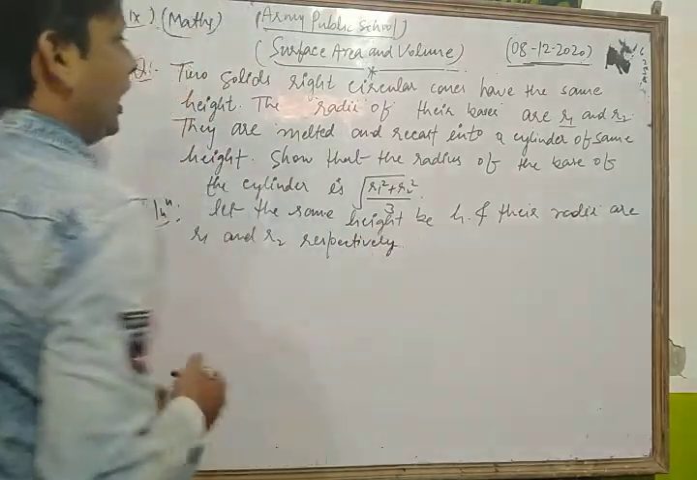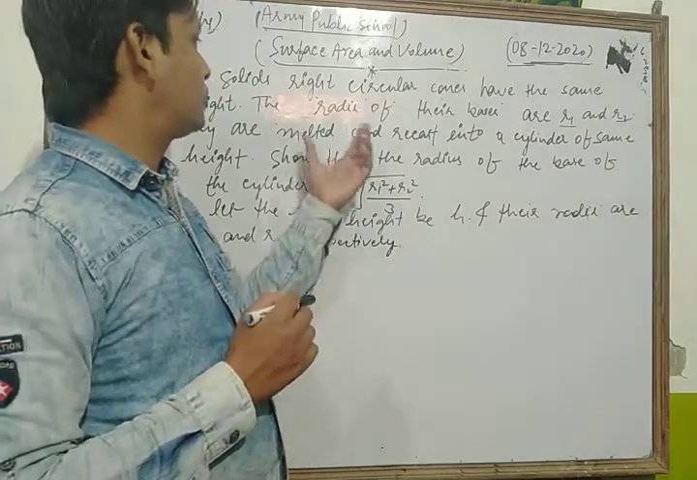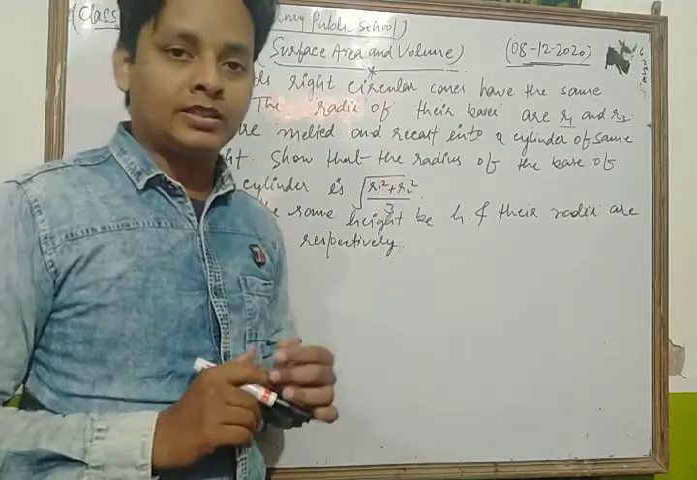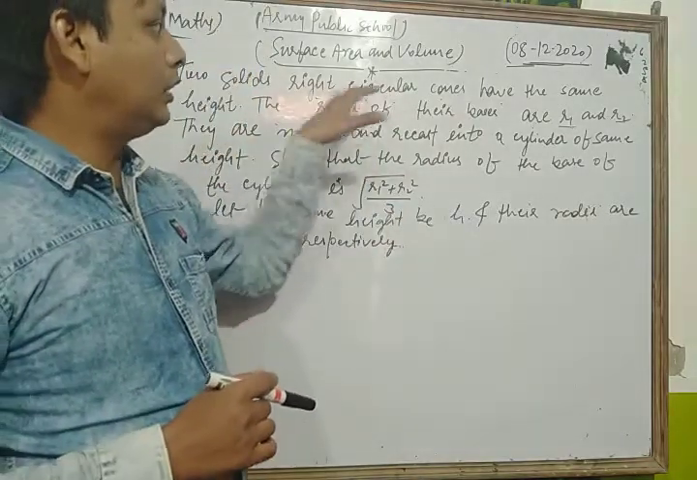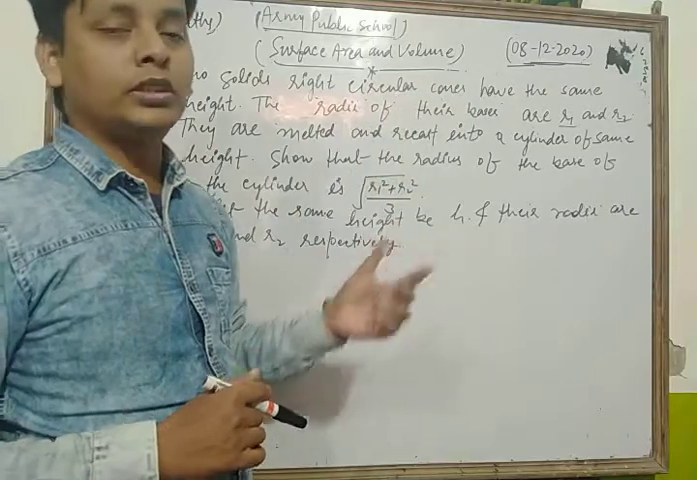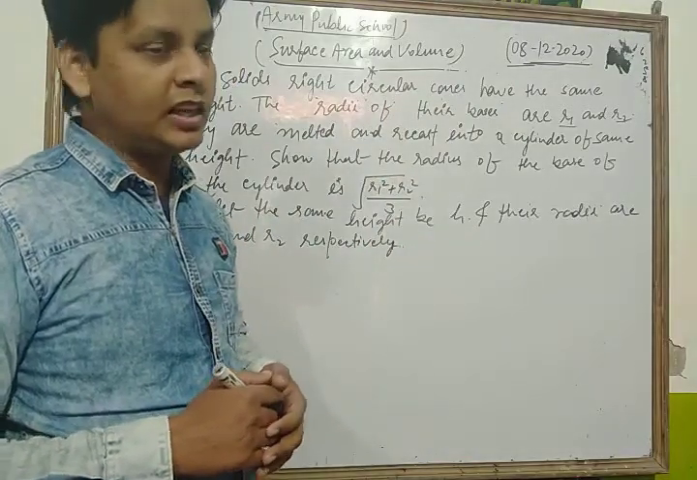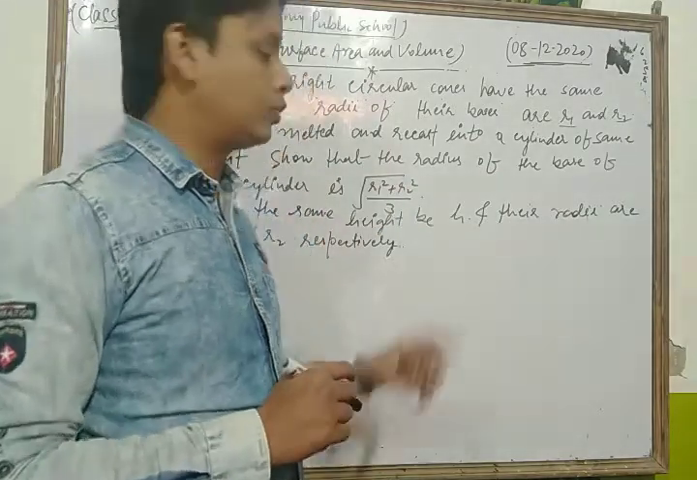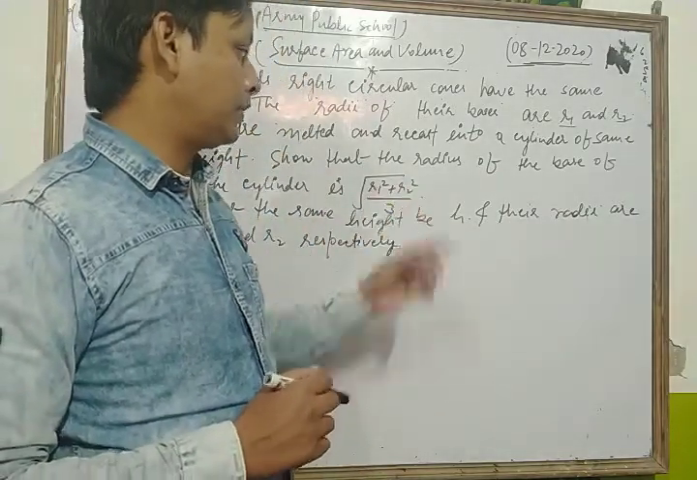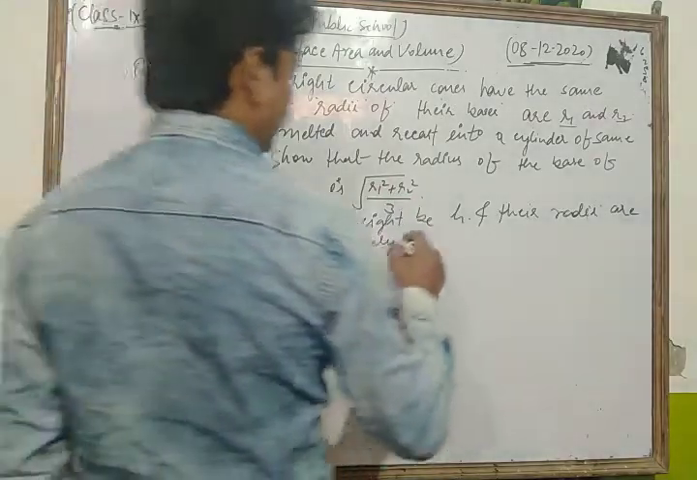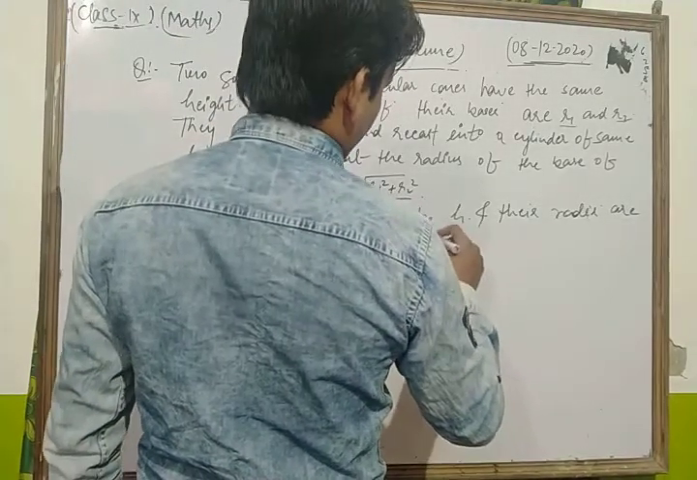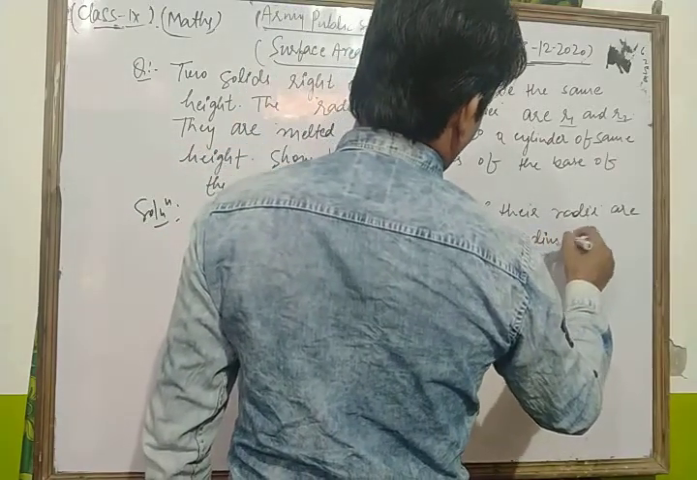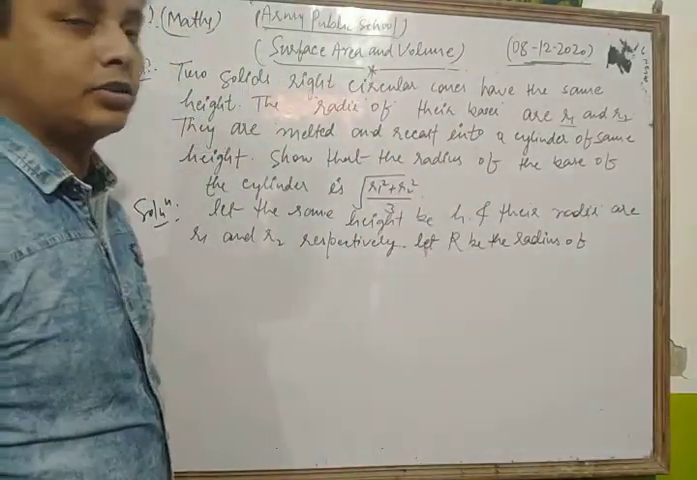These two solid right circular cones are recast into a cylinder, so the volume of the two circular cones is the same as the volume of the cylinder. Now we have to show that the radius of the base of the cylinder is the square root of (R1 square plus R2 square) by 3. Let capital R be the radius of the cylinder.